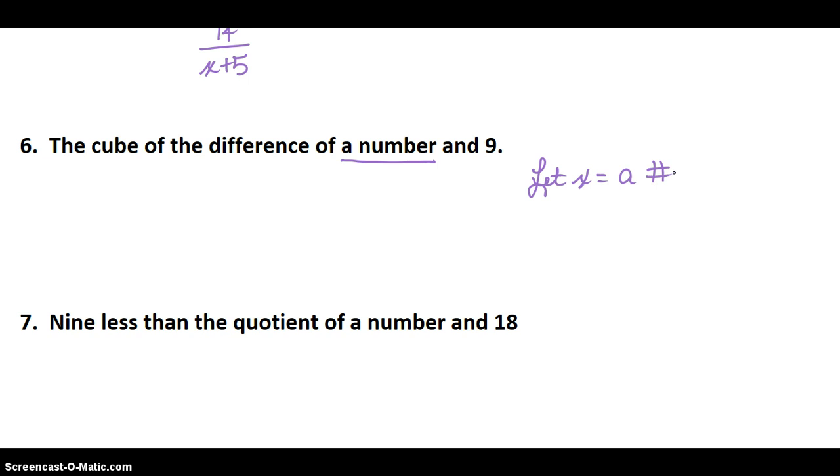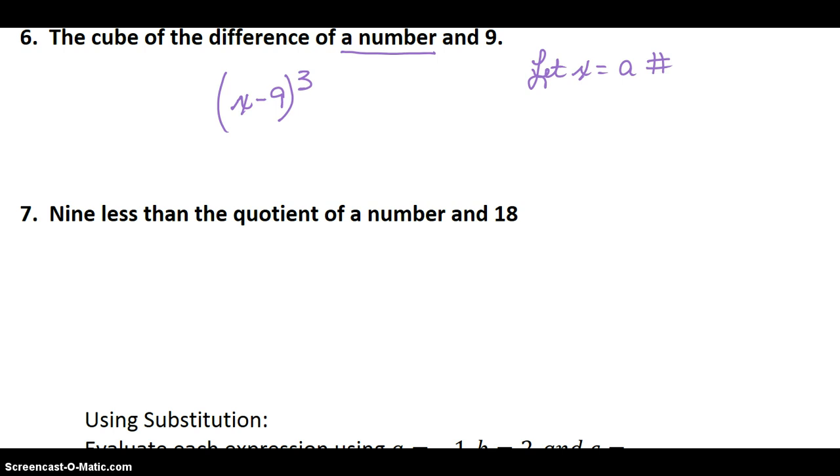So the cube of the difference, that's going to mean multiplication. Cube is something to the third power. And the difference of a number and 9. And I want the cube of that. So it's going to be the quantity of x minus 9 cubed.